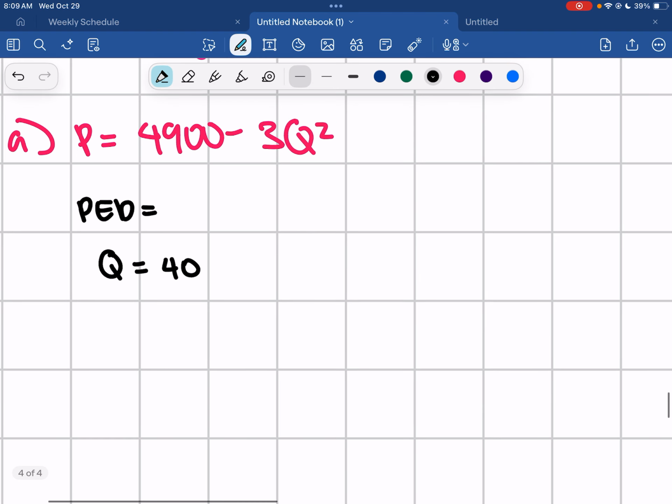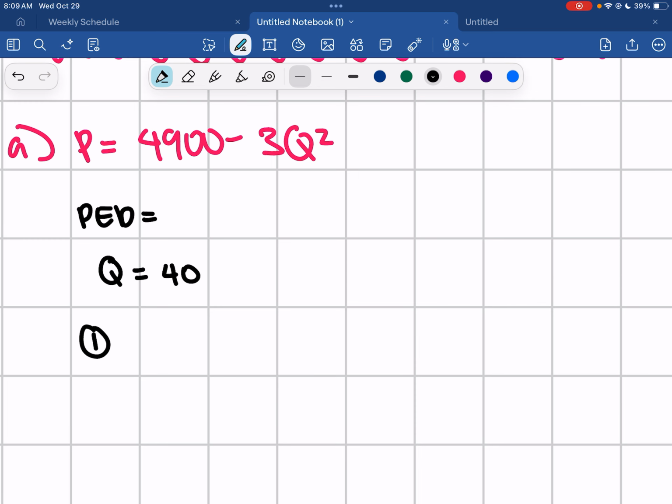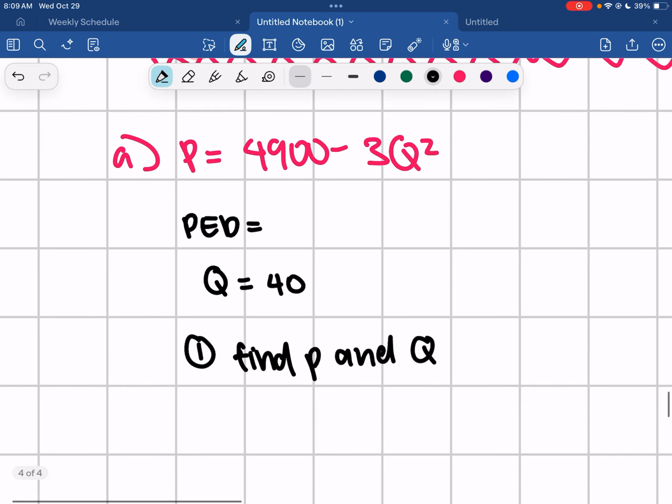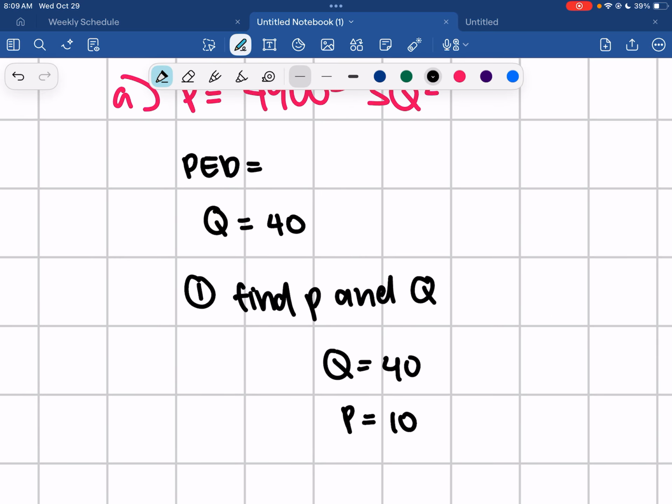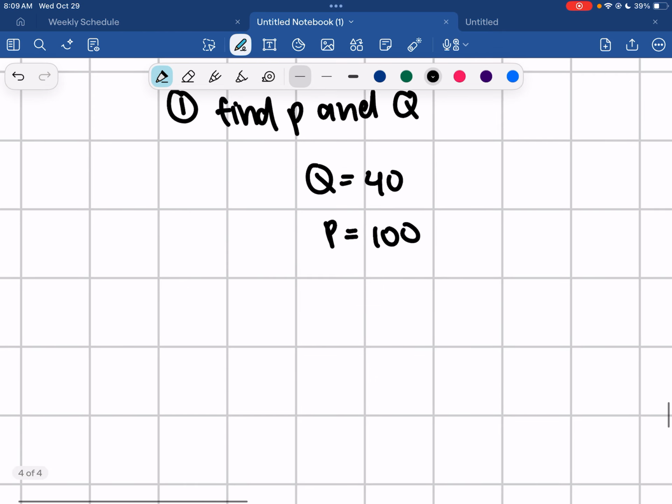Alright, with any question we want to know what is the responding price, just because it's easier to calculate. So find price and quantity. Alright, so we found our quantity. It is 40, and we could plug that right straight into the equation, which would give us 100. Alright, that's our price and quantity.